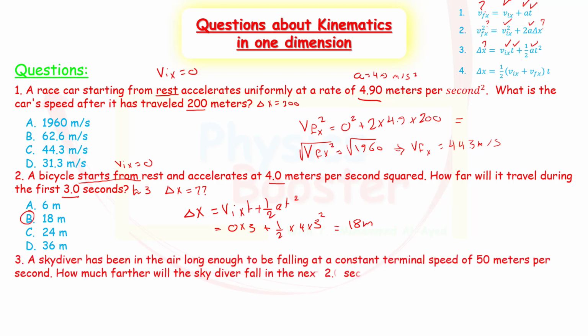Question 3. A skydiver has been in the air long enough to be falling at a constant terminal speed of 50 meters per second. Okay? How much farther will the skydiver fall in the next 2 seconds?